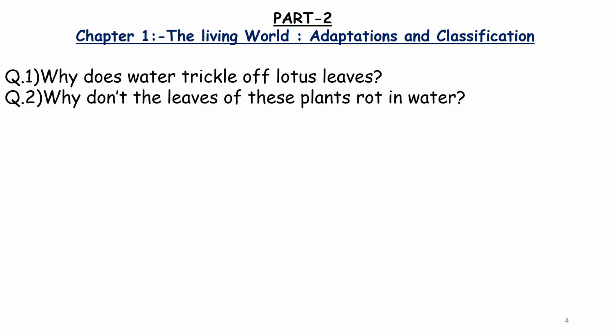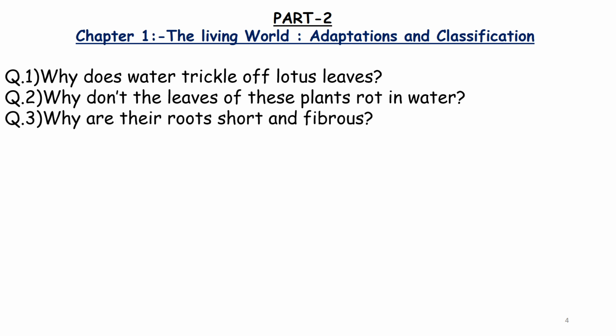Again, one more question is there. Why are their roots short and fibrous? What is the main function of the roots? The main function of the roots is to hold the plants firmly and to absorb water and minerals for the plants. Yes, we all know this. Both of these functions are not needed for plants like lotus, which can float on the water. That's why their roots are short and fibrous. Understood?